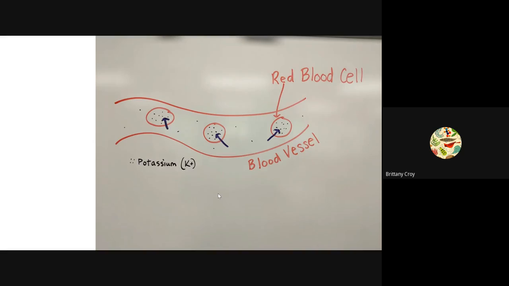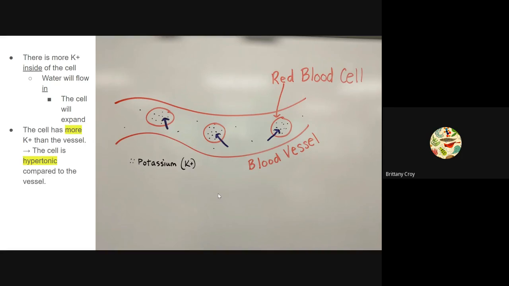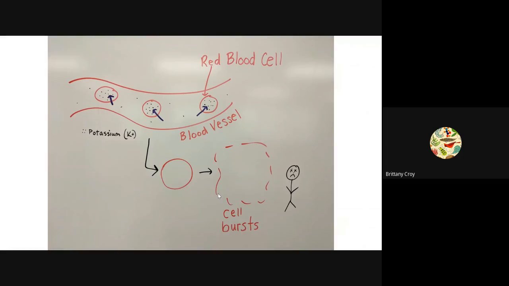Hopefully you came up with this. There's more potassium inside of the cell. Therefore, water will flow in, and that can actually cause the cell to expand. We can also say that because the cell has more potassium, the cell is hypertonic compared to the vessel. Or because the vessel has less potassium, the vessel is hypotonic compared to the cell.